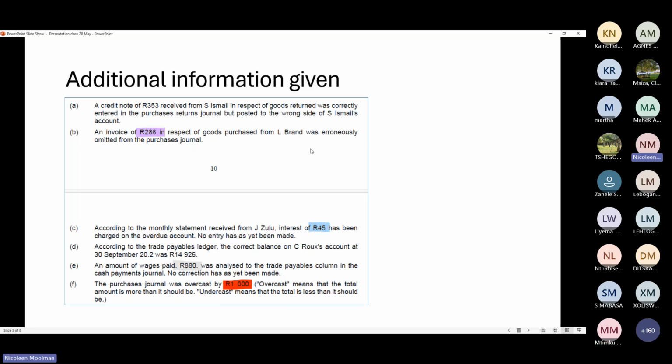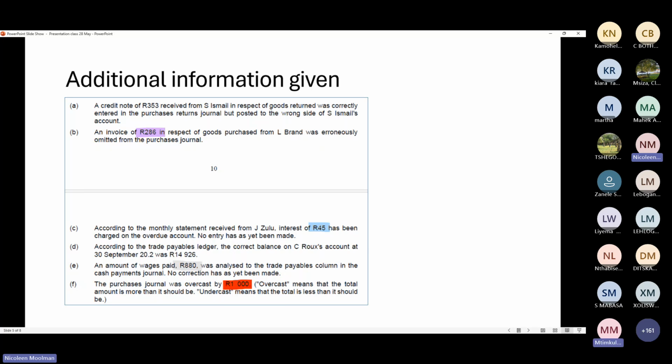The second part was an invoice of 286 in respect of goods purchased from Al Brandt was honestly omitted from the purchase journal. Point C, according to the monthly statement received, interest of 45 Rand has been charged on the overdue account and the entry has not yet been made. According to the trade payables ledger account, point D, C Roo's account was 14926. An amount of wages paid, 880, was analyzed to the trade payables column in the cash payments journal. No correction has yet been made.